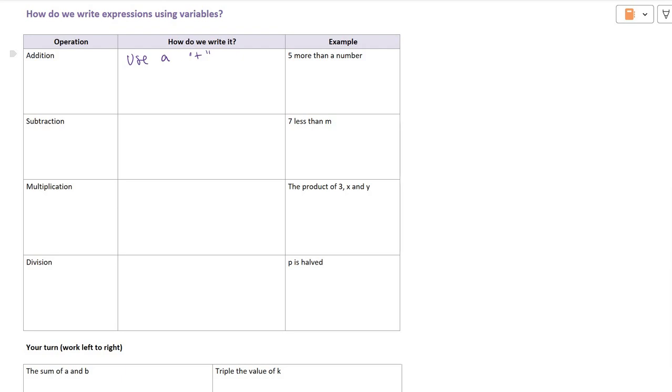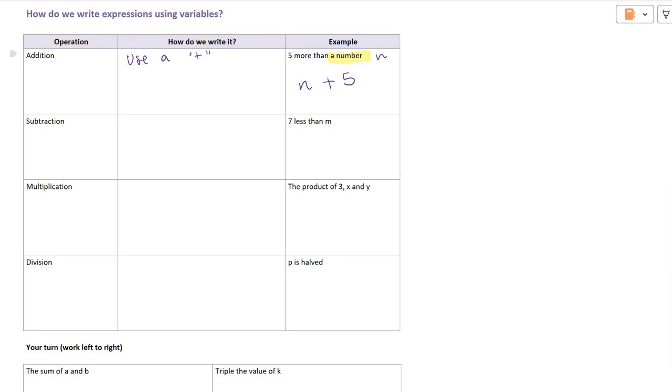So for example, 5 more than a number, because we don't know what that number is, I'm going to make it the letter n. So 5 more means I've got n and I'm adding on 5.